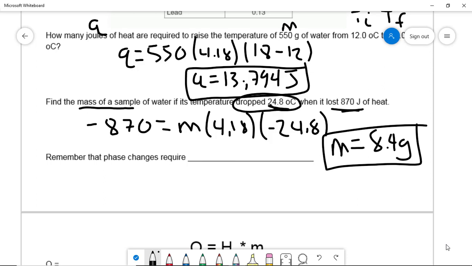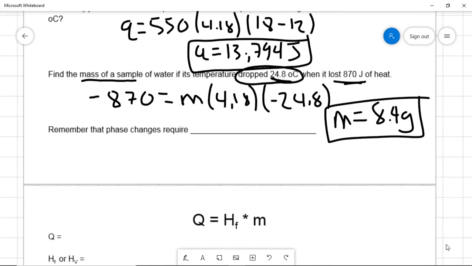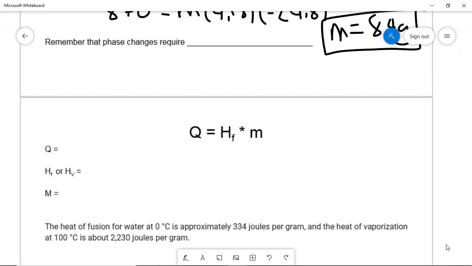Now, remember, we've talked about this a lot with our previous units, that phase changes require energy as well.